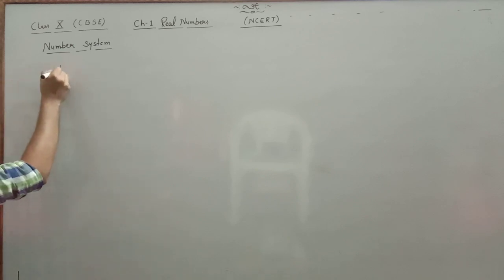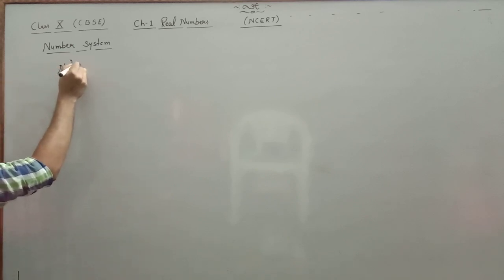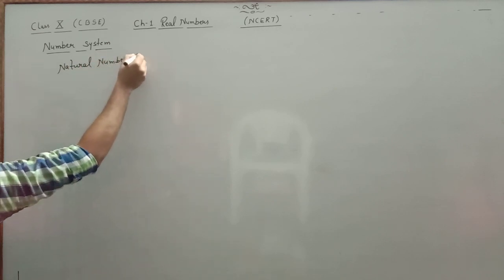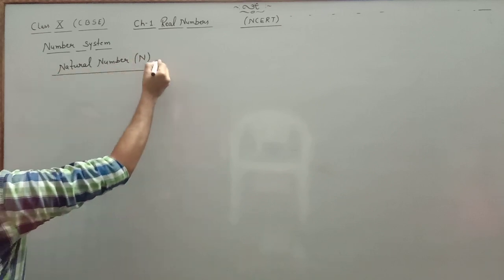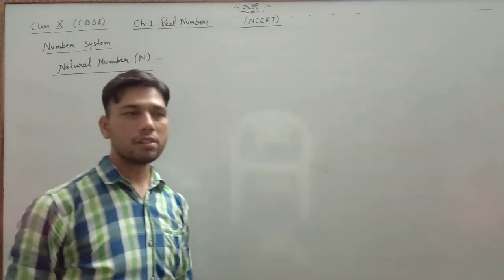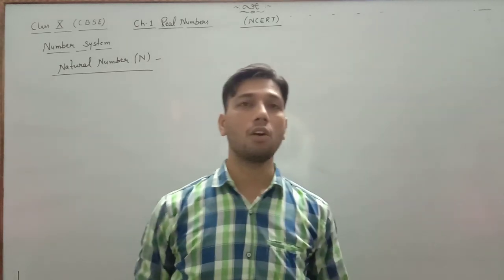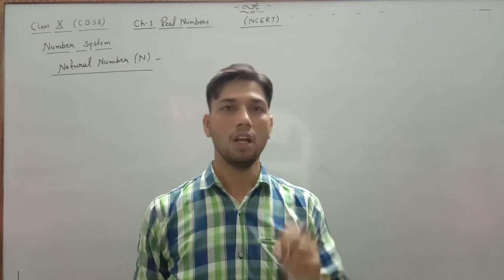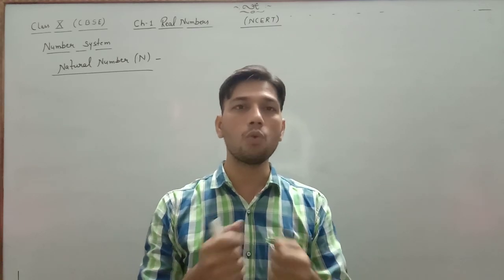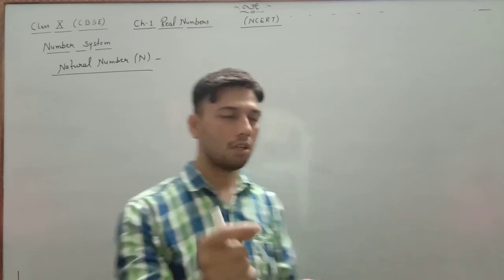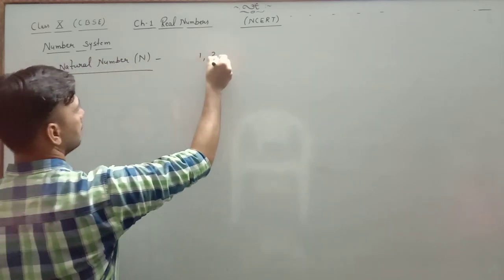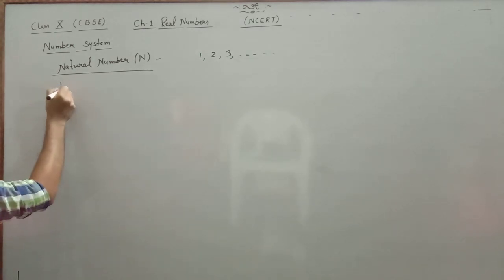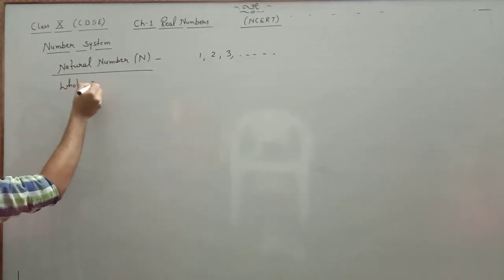First point is natural number. Natural number is represented by capital N. Natural numbers mean countable numbers. Countable means your school roll number starts from 1. 1, 2, 3, 4. Countable, the numbers we can count. This is called natural number. So natural number is like this: 1, 2, 3.